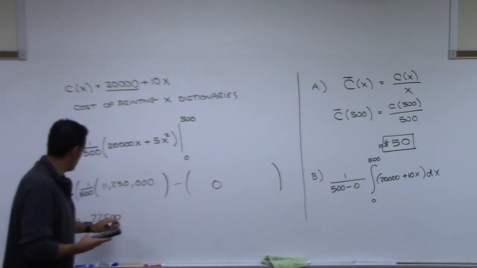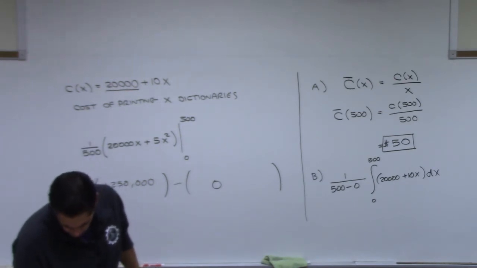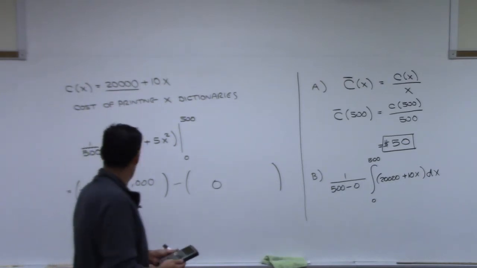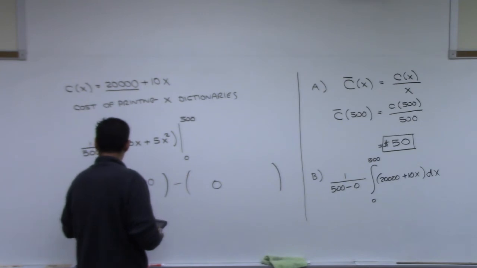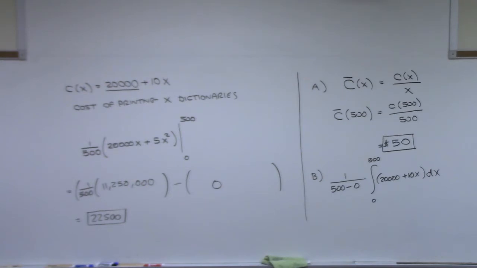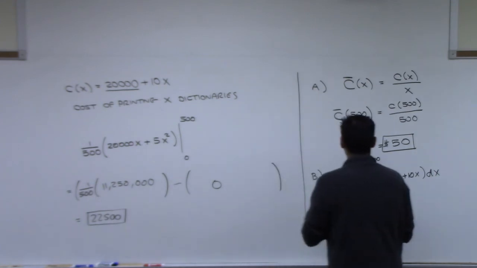Hold on. The average, something is off. Hold on. 20,000. No. You know what? This is right. This is right. So look, let me try and convince you.